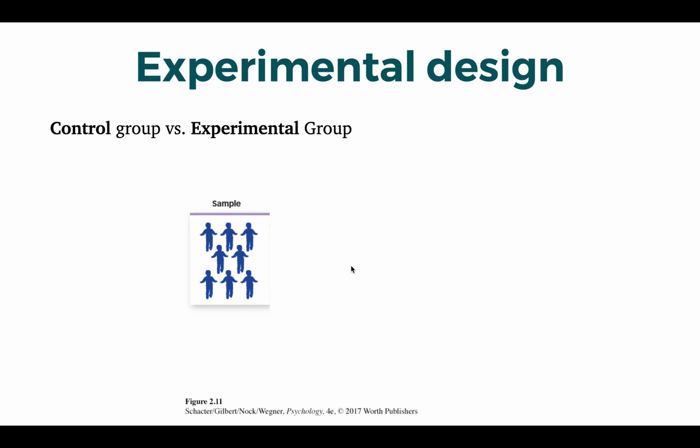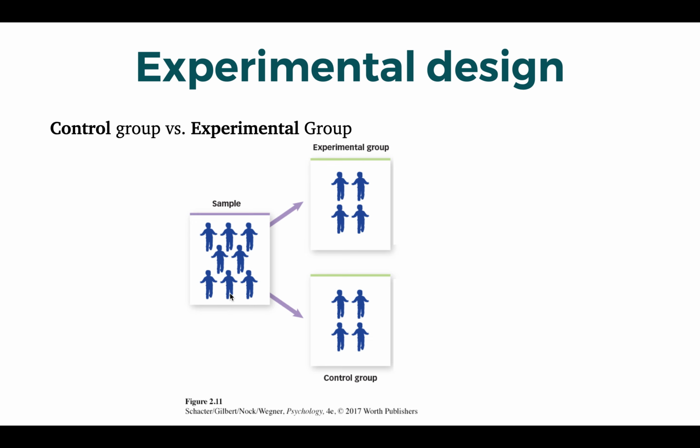So here's my sample. I've got a bunch of little chubby leg kids here, and I divide them randomly. I just sort of randomly pick one person to be here, randomly pick one person to be here. Okay, this is my experimental group and my control group.